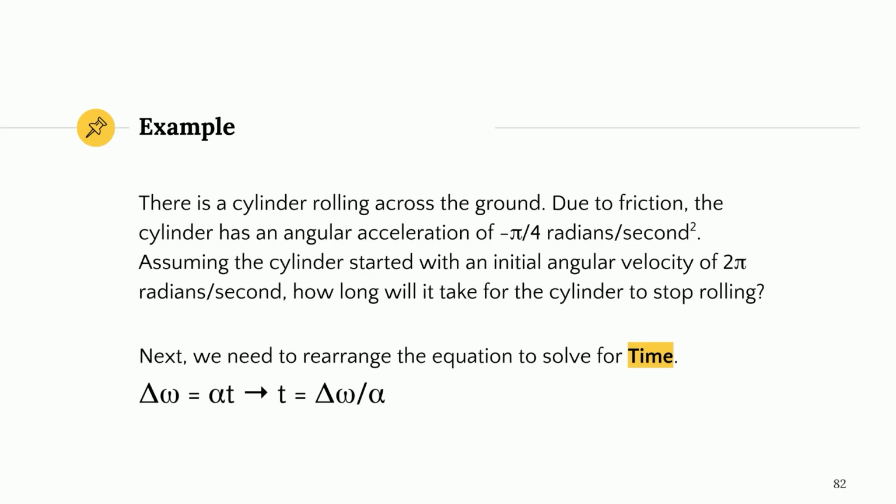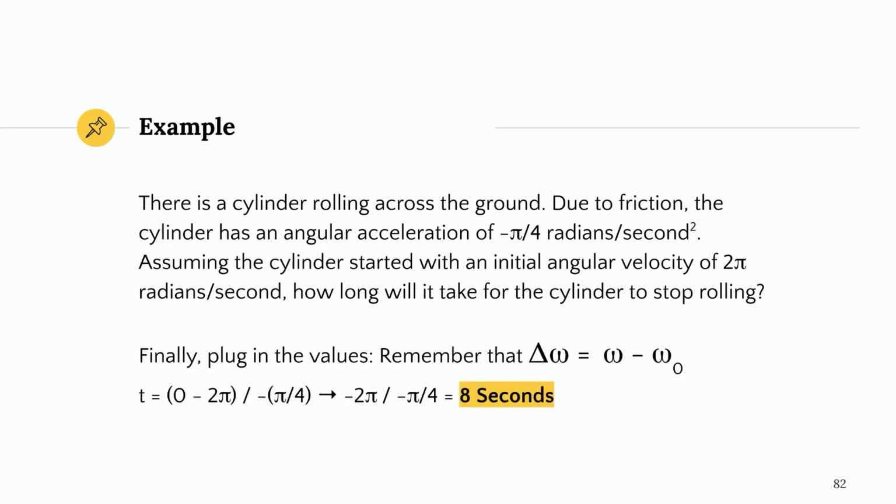Okay, let's see how the numbers pan out. So we plug in the values. Remember, delta omega equals final angular velocity minus initial angular velocity. So t equals 0 minus 2 pi divided by negative pi/4. We put those together, negative 2 pi divided by negative pi/4. If you do the math there, it's 8 seconds. So it takes 8 seconds for the cylinder to stop rolling.